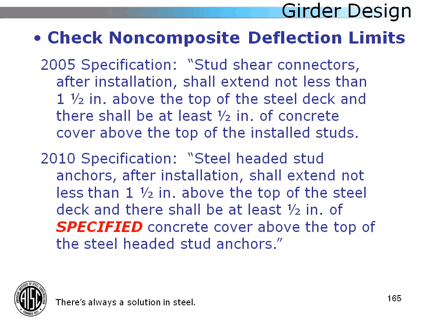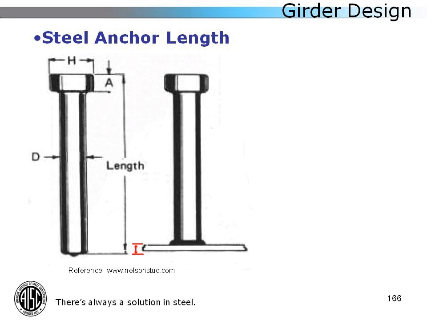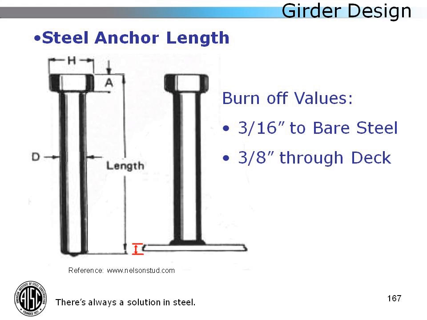You also need to pay attention to the first part of this sentence, which says that the steel-headed stud anchors after installation shall extend not less than 1.5 inches above the top of the steel deck. So the key here is after installation. When you take a look at the length of a steel anchor, it's actually reduced a little bit when you weld it down to the base metal, and that's called burn-off length. So standard burn-off lengths, if you're welding the stud directly to the steel, is about 3/16 of an inch. But if you're welding it through deck, it's more like 3/8 of an inch. So pay a little bit of attention when you are coming up with the length of your studs to take into account this 3/8 burn-off value.